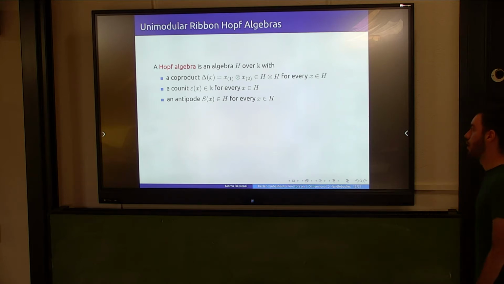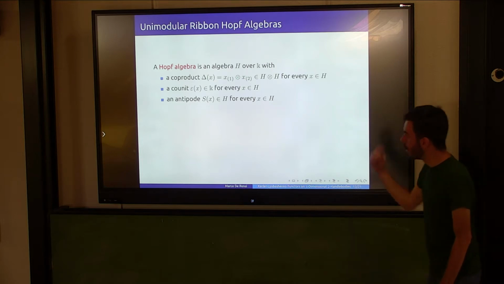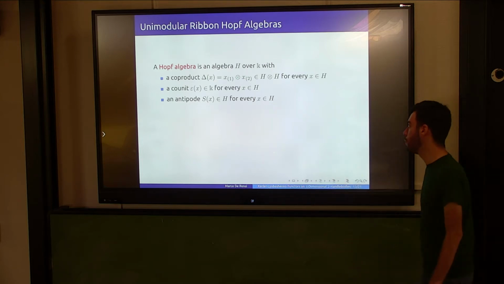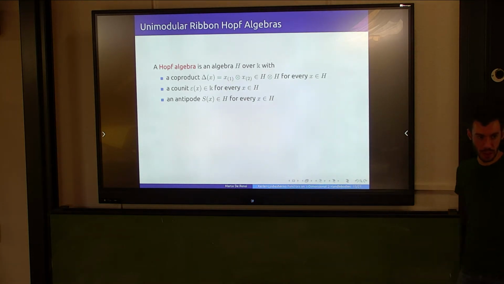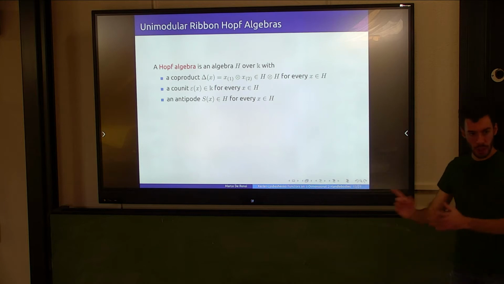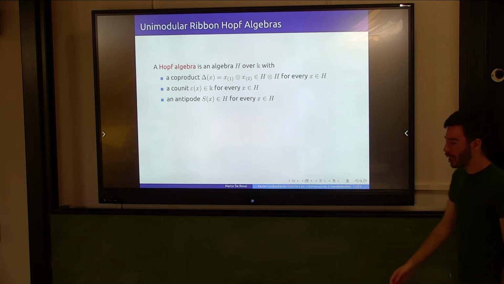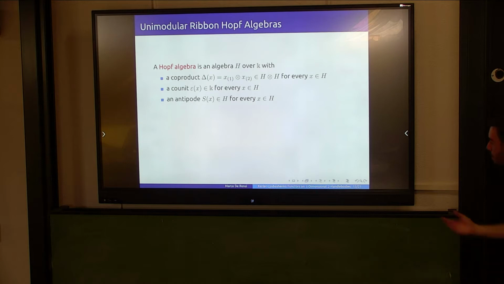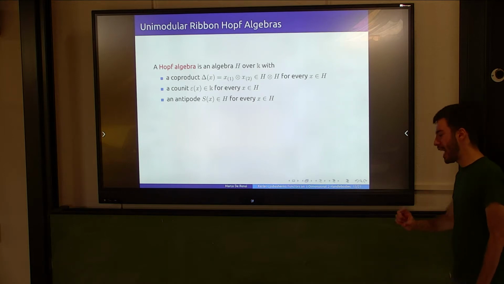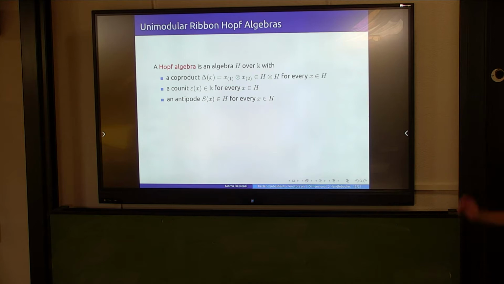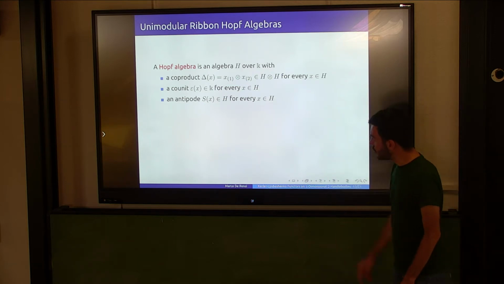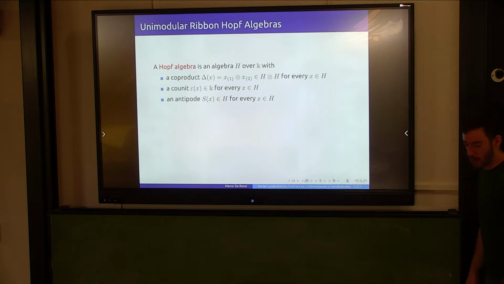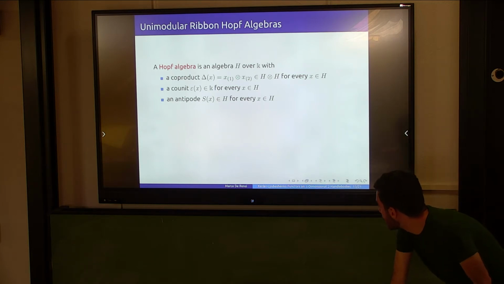Then this co-algebra admits a co-unit, which is a linear map from H to the base field. So every element in H has a scalar associated to it, which is its co-unit. It has an antipode. The antipode is an anti-automorphism as an algebra, but it's an endomorphism as a vector space of H. And unfortunately, the structure doesn't stop here.